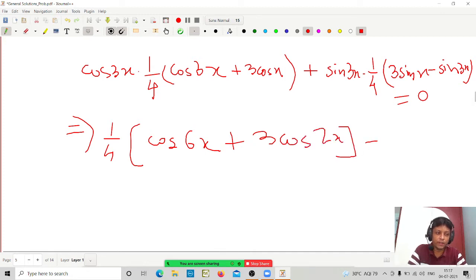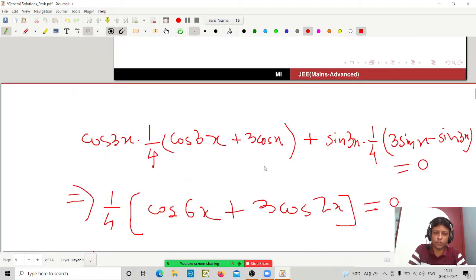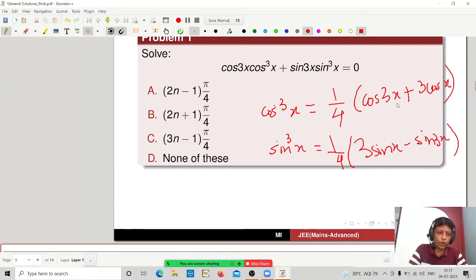You look at that, equal to 0 you have on the right hand side. Now again you can apply, this is nothing but your 3 cos 2x cos 6x. Okay. So you look at this formula, this is cos 3x 3 cos x, so this is cos cube x.